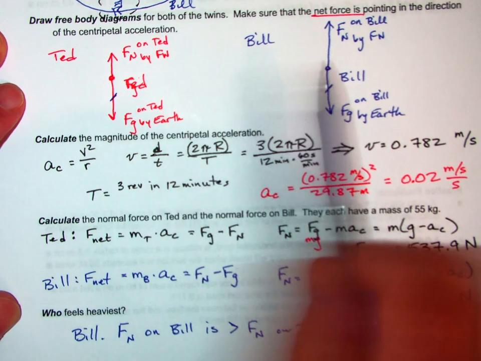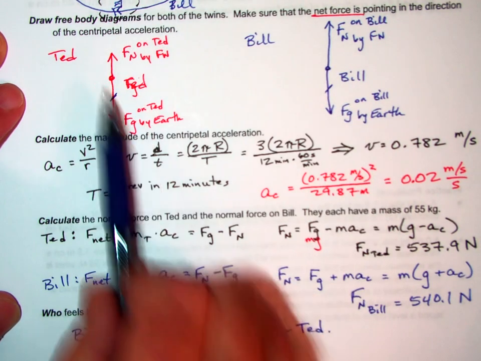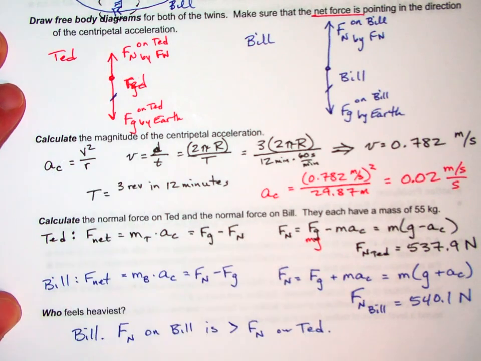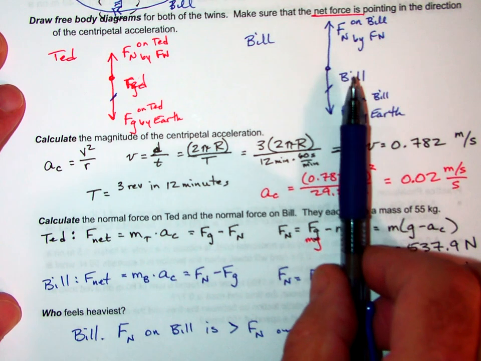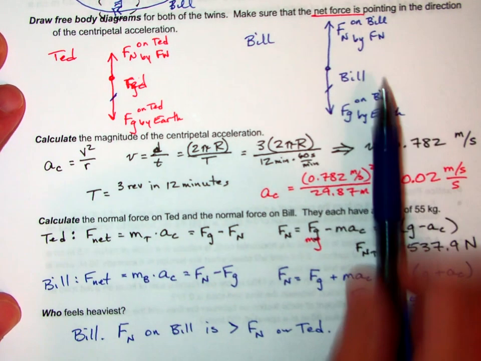In the case of Ted at the top, it's greater downward. The net force is downward, so it's Fg minus Fn. And for Bill at the bottom, the net force is greater upward, so it's Fn minus Fg.